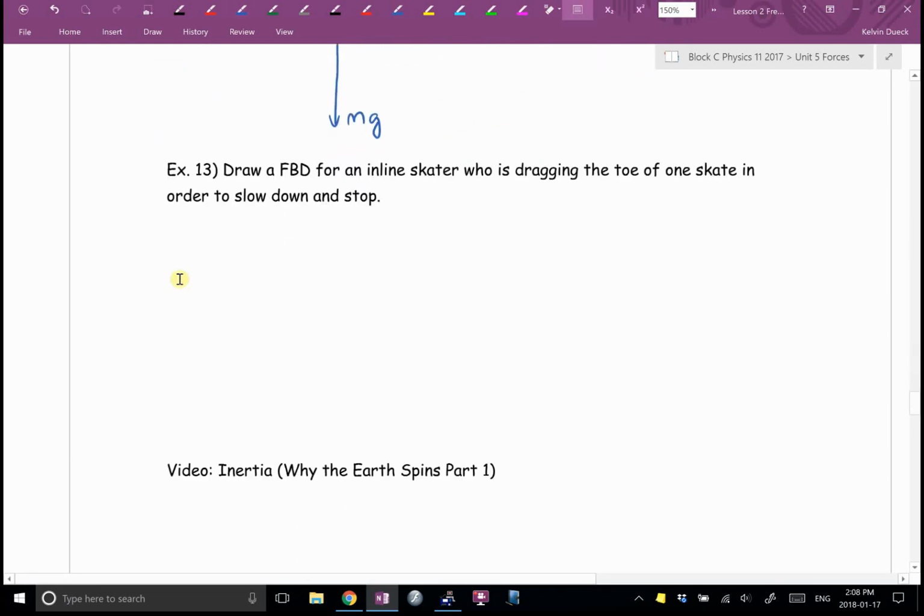Example 13. Draw a free body diagram for an inline skater who's dragging the toe of one skate in order to slow down and stop. What do they want me to draw? Free body diagram. Well, clearly this is a job for a free body diagram. I'm going to represent the skater with a dot. What are the forces acting on this skater? Get the obvious one.